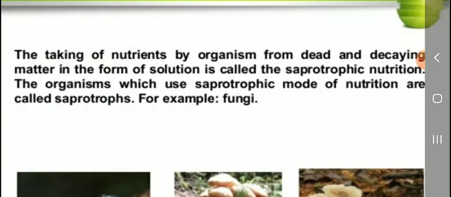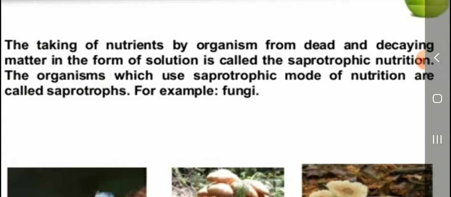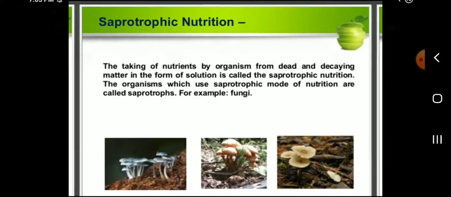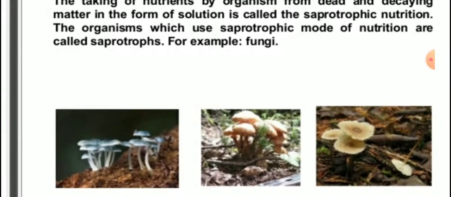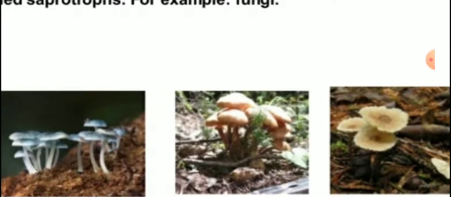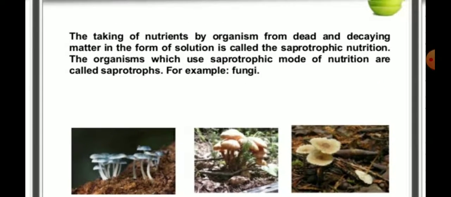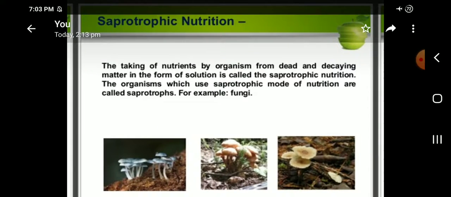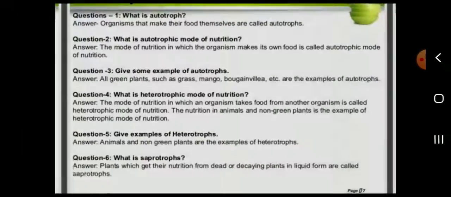What is an example of saprotrophic nutrition? Fungi. This one is a picture of fungi. See the picture. That is saprotrophic nutrition. For example, mushrooms are also fungi. That is saprotrophic nutrition.